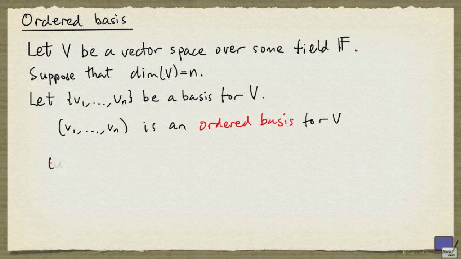For example, if U, V, W is an ordered basis for some vector space that is three-dimensional, then V, W, U is actually a different ordered basis for the same vector space. So keep this in mind. By fixing an order on the basis elements, we can now represent every vector in V as an n-tuple as follows. Let's take a vector v.